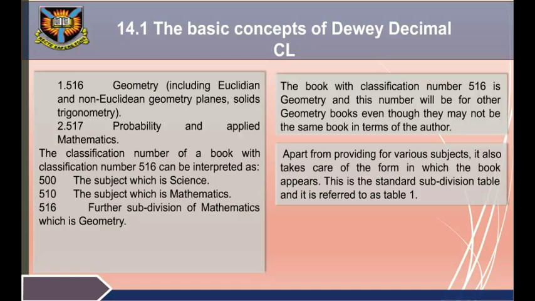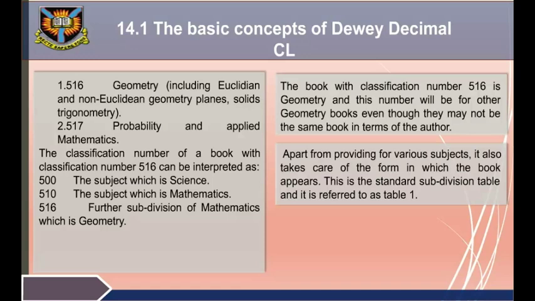The classification number of a book with classification number 516 can be interpreted as 500, the subject which is science, 510, the subject which is mathematics, 516, further subdivision of mathematics which is geometry. The book with classification number 516 is geometry, and this number will be for other geometry books, even though they may not be the same book in terms of the author.